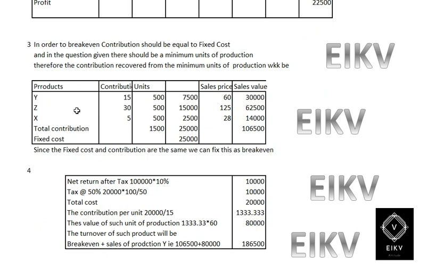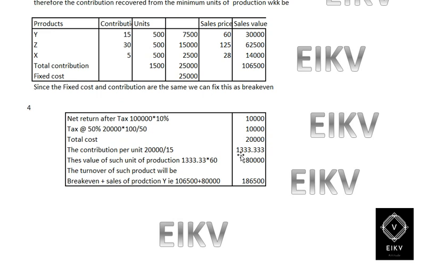So we have the table X, Y, Z, and we have the minimum quantity of 500 units. So when we multiply it with the contribution per unit, we will get the total contribution, and when we take the total, we will get the total contribution as 25,000. And when we check with the fixed cost, it is also given in the illustration as 25,000. So we can assume that 25,000 is the break-even point and the break-even unit will be 1,500. Since the fixed cost and contribution are the same, that is the break-even.